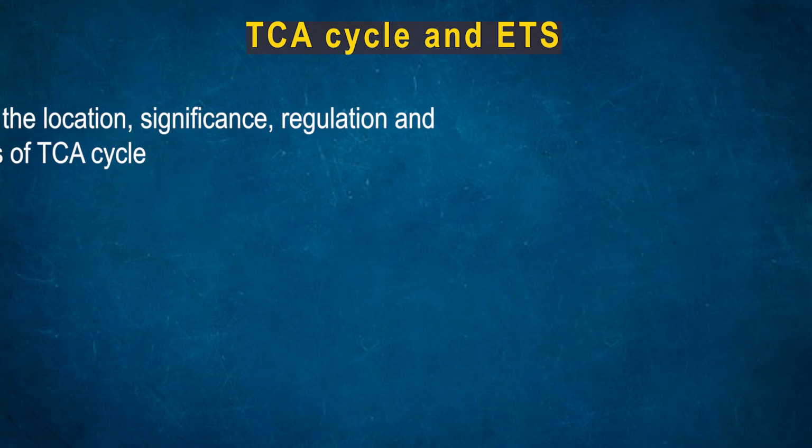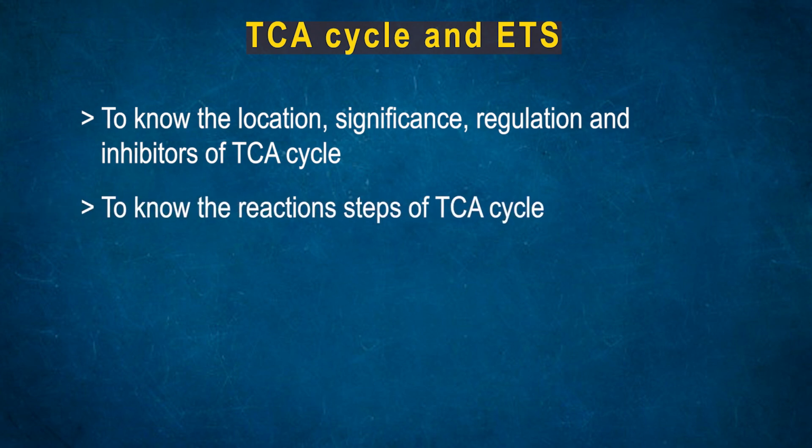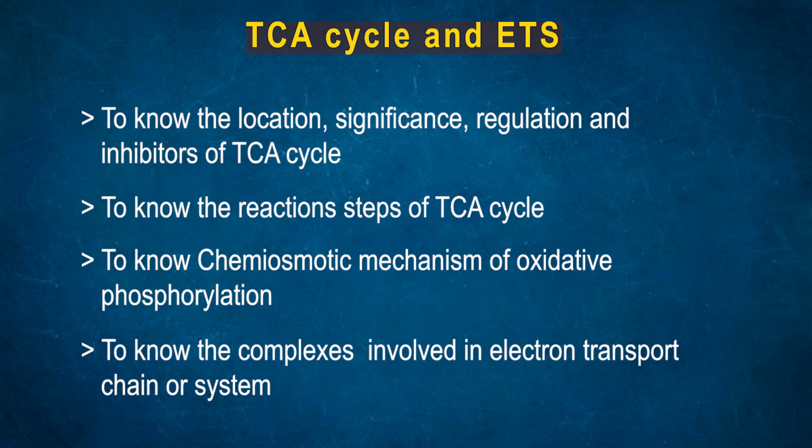In case of tricarboxylic acid cycle and ETS, in this lecture, you will know about the location, significance, regulation and inhibitors of the TCA cycle. You will know the reaction steps in the TCA cycle. You will know the chemiosmotic mechanism of oxidative phosphorylation as well as redox centers or complexes involved in the electron transport chain.